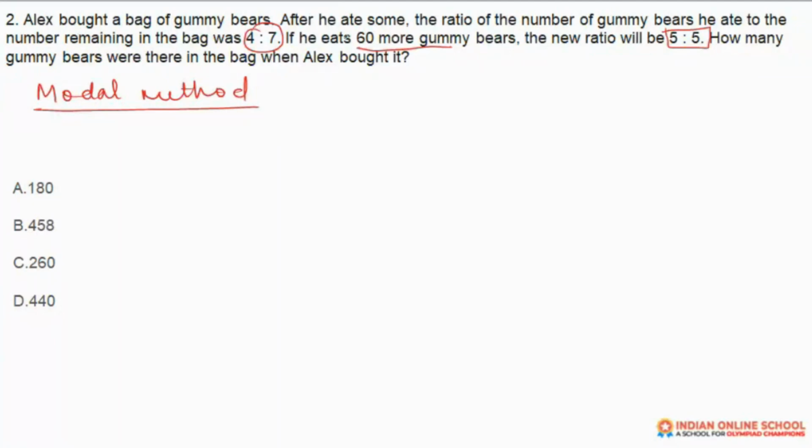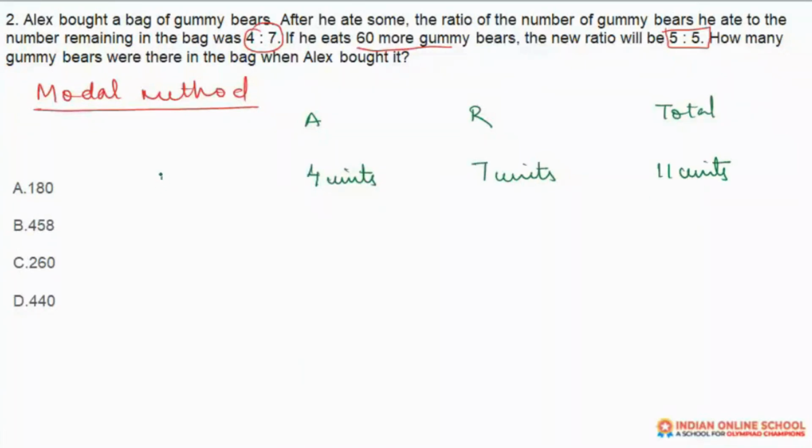Okay, Alex bought some gummy bears, we don't know the number. The ratio is given to us of how much he ate and how much is remaining after eating. So with the first condition, the question says that after he ate some, the ratio of the gummy bears he ate to the number remaining in the bag was 4:7. We put the units: 4 units of this, 7 units of this. And the total is 11 units, correct?